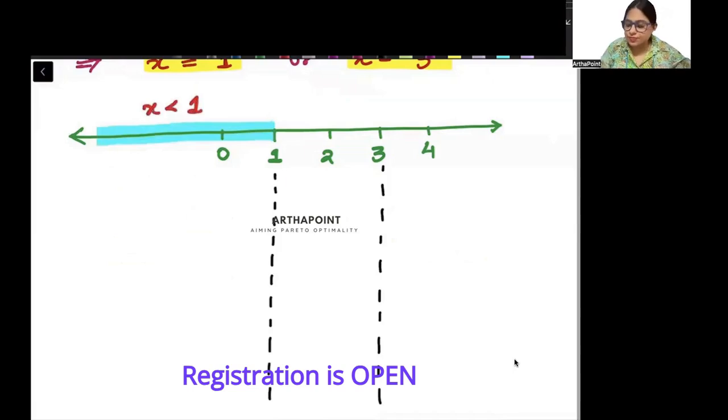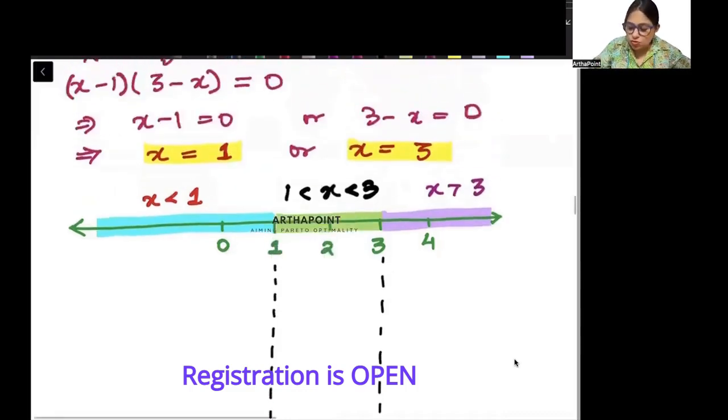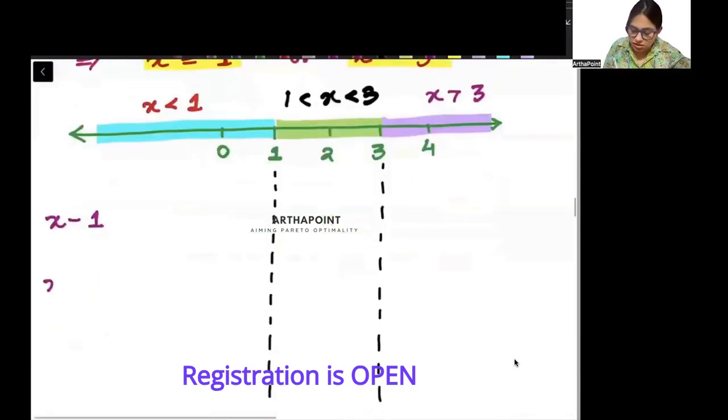And with this, I get 3 sections, beta, 3 intervals. x less than 1, this is one section. The second section I am getting is between 1 and 3, so x between 1 and 3. And the last section I will get is x greater than 3. Understood? Now we will write the first factor here. This is x minus 1. Then I will write the second one here. This is 3 minus x.